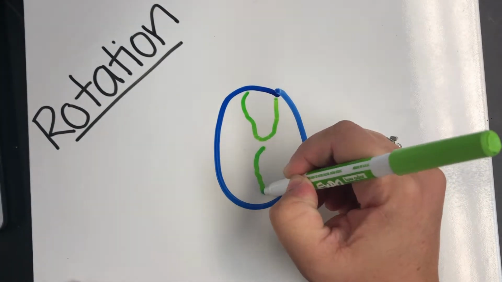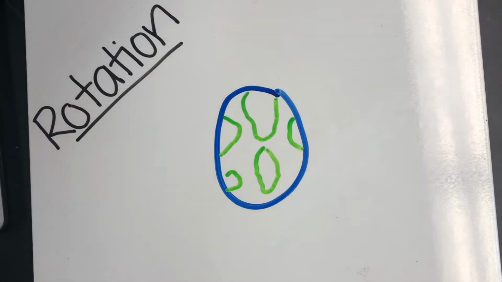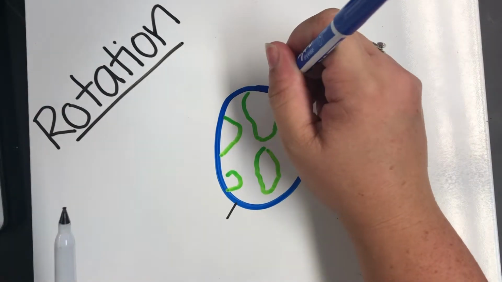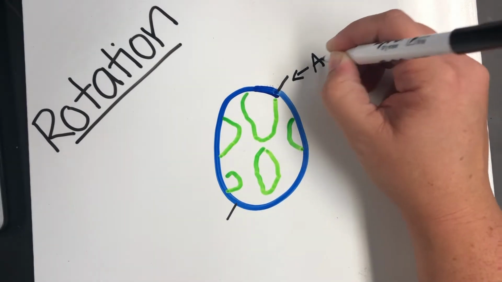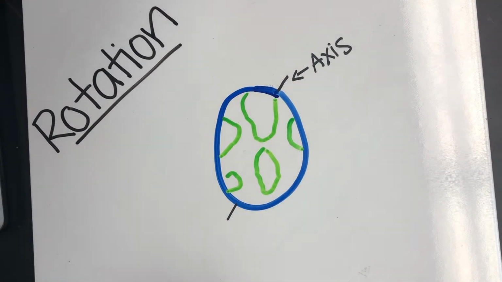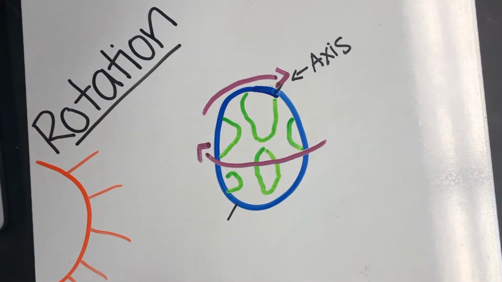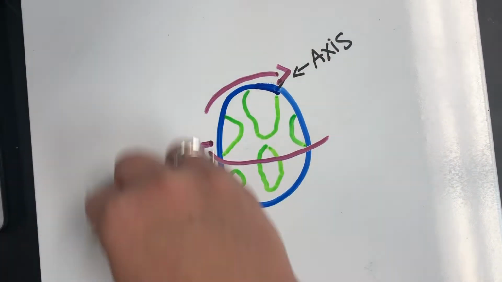The imaginary line that goes from the north to south pole of the Earth is called the Earth's axis. The spinning of the Earth on its axis is called rotation. This rotation is what causes the Earth's day and night cycle.